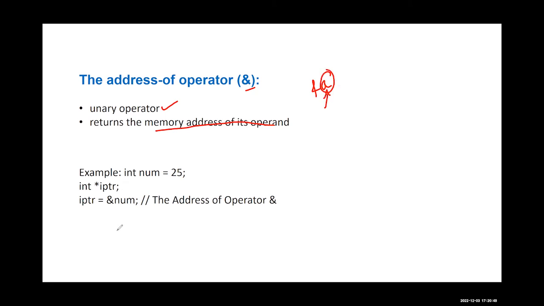For example, the same example: int num, I am declaring a variable and assigning the value. I am declaring a pointer variable. Now to put the value into the pointer variable, I am using the ampersand symbol and the variable name. Now the variable address is going to get stored in the pointer variable. This ampersand symbol is called the address-of operator.